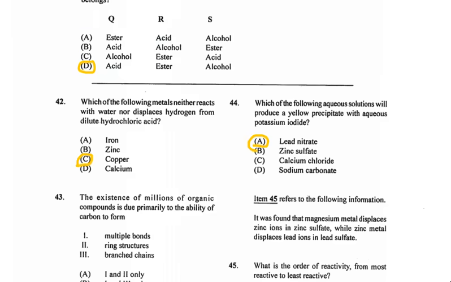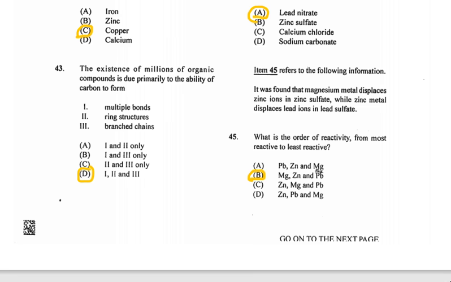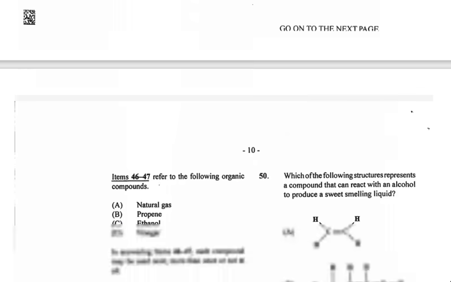Number 44, which of the following aqueous solutions produces a yellow precipitate with aqueous potassium iodide? And this one is lead nitrate, right? Number 45, it says it was found that magnesium metal displaced zinc ion in zinc sulfate, while zinc metal displaced lead ion in lead sulfate. So the answer for this one, guys, we have magnesium, zinc, and we have iron. All right, for number 45, B.